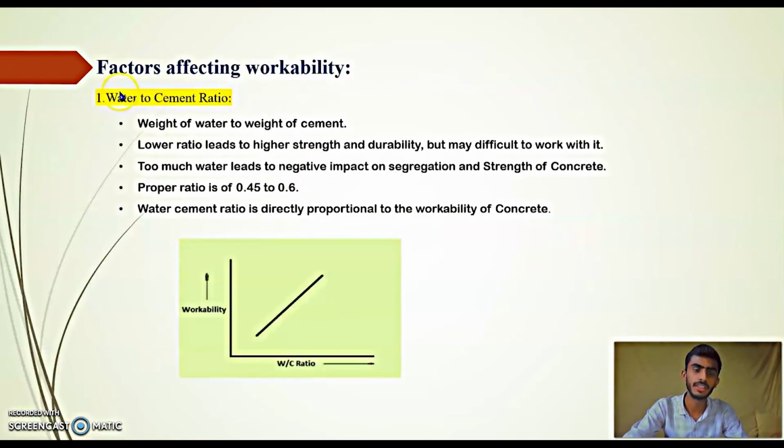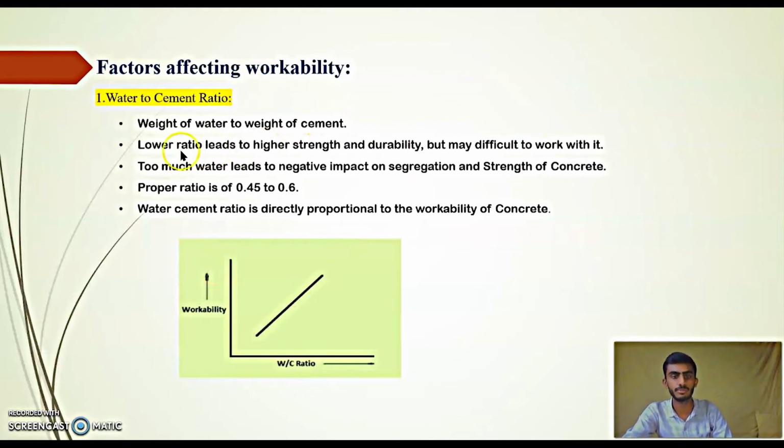Therefore, the first factor is the water to cement ratio. The water cement ratio is the weight of water to the weight of cement added in the concrete proportion. A lower water cement ratio leads to higher strength and durability, but it may be difficult to work with.